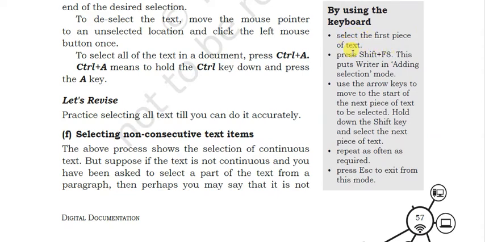Select the first piece of text, then you can press Shift plus F8. Then this will put Writer in adding selection mode. This is very important. Shift plus F8 will put Writer in adding selection mode. Now use the arrow keys to move to the start of the next piece of text to be selected. Hold down the Shift key and then select the next piece of text, and you can repeat these things. Okay, and if you press the Escape key, you will exit the mode. So this is for selecting non-consecutive text items with the help of the keyboard.